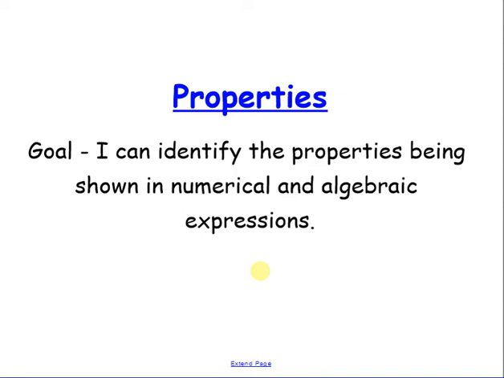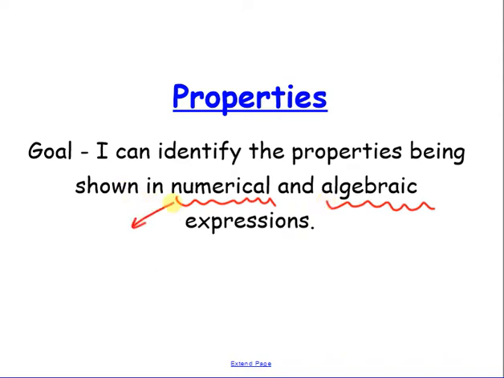Going to talk about properties. We talked about properties just a little bit in the beginning of the year, but we're going to now revisit them so that we can go into them in more detail. And you're going to notice that we're going to have both numbers and we're also going to have variables in our properties. So your goal for today is I can identify properties being shown in numerical expressions and algebraic expressions.